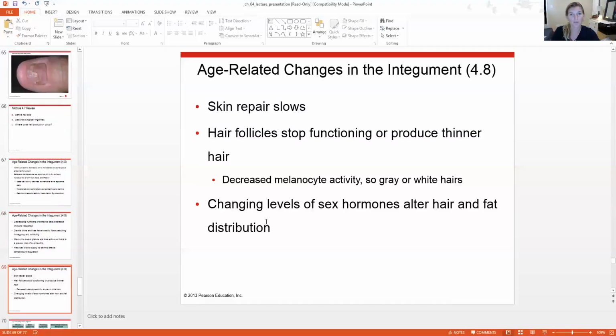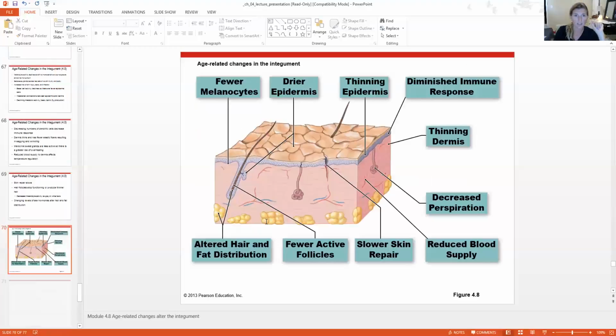Hair follicles stop functioning, so your hair is going to get thinner. Decreased melanocyte activity in the hair is going to give you gray or white hairs. And your sex hormones can alter your hair and fat distribution on your body. You may have never had hips in your life, but then all of a sudden you're 35 years old and now you have fatty hips. Why? You can thank the estrogen for that.